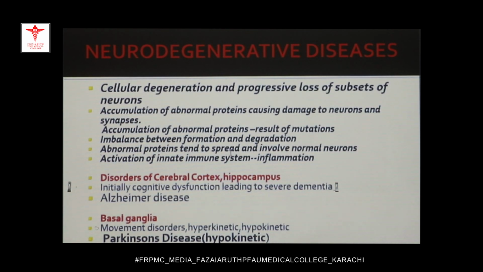Another important thing is that these abnormal proteins don't stick to one part of the nervous system, but they tend to spread and involve other normal neurons. And this accumulation or aggregation of abnormal proteins can result in the activation of immune response and triggering inflammation and causing further damage.